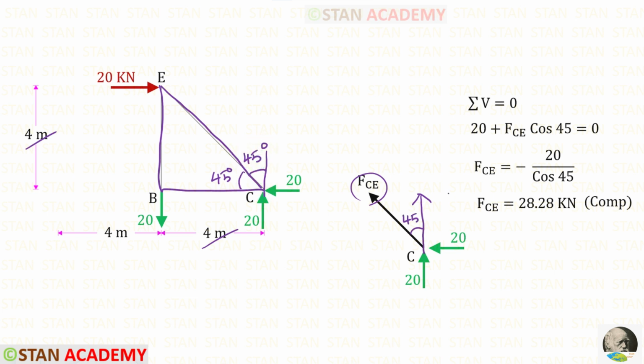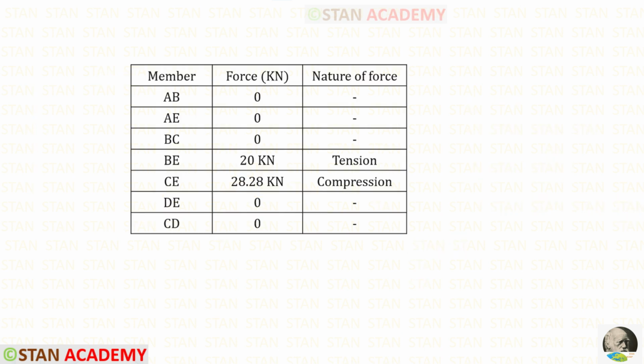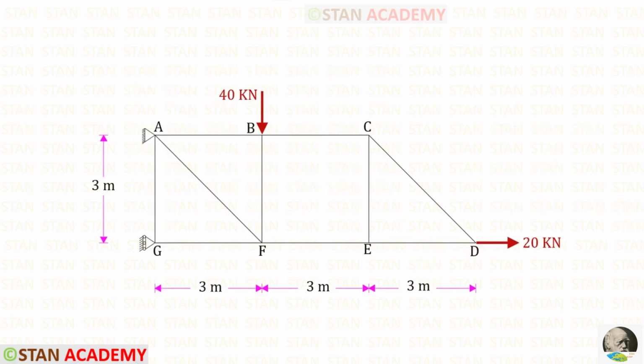FCE is acting upwards so that it will be positive and we have to multiply with the cos 45. For FCE, we will get a negative value. That means it is compressive. Here I have tabulated all of the forces. Now let us try with this example.